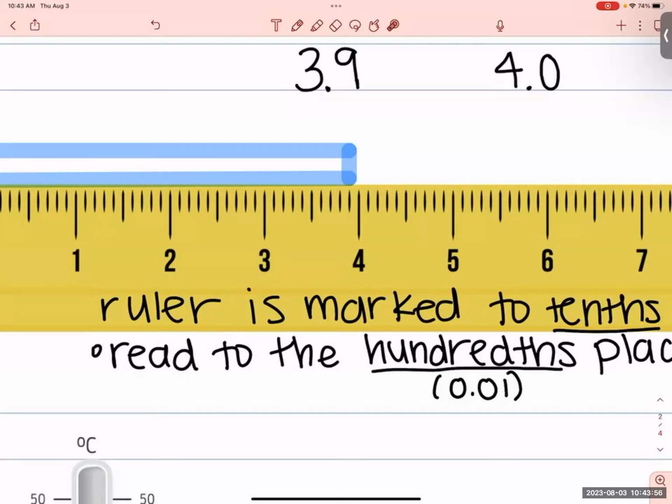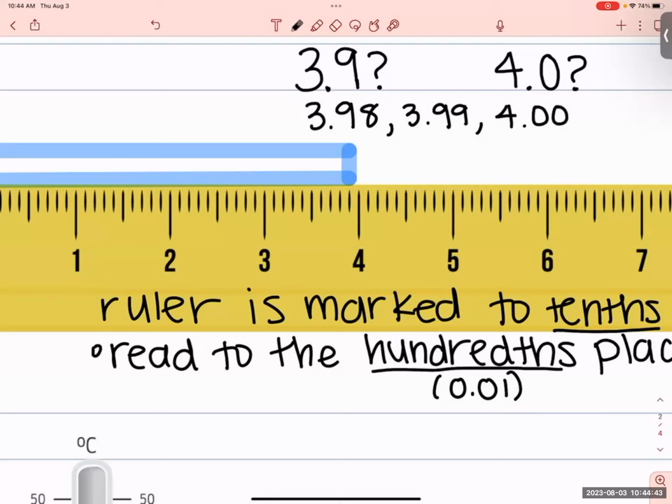Now, the last number that we're going to write, so this is the tenths place, which is the place of the marking, but we have to read it to the hundredths place. So we need to read one more number. Now, here is where I'm uncertain. I could say 3.98. I could say 3.99. I could say 4.00 if I think it's right on the line for 4. All of these have correct significant figures. They have the correct number of digits because it's to the hundredths place. And this is telling me my level of uncertainty.